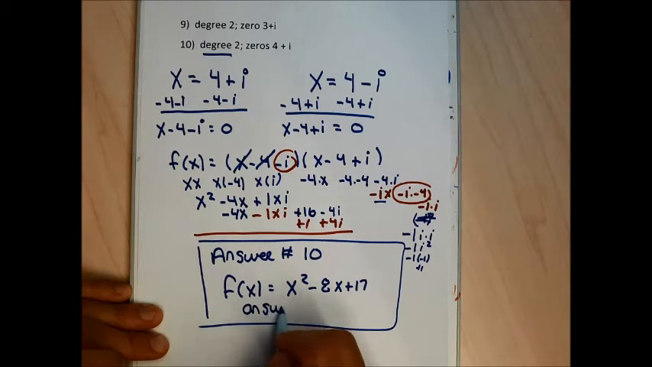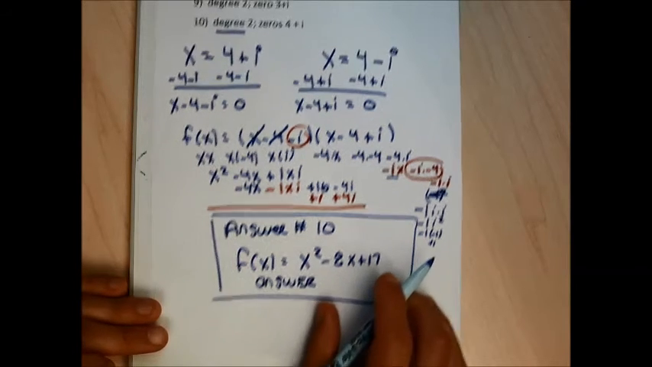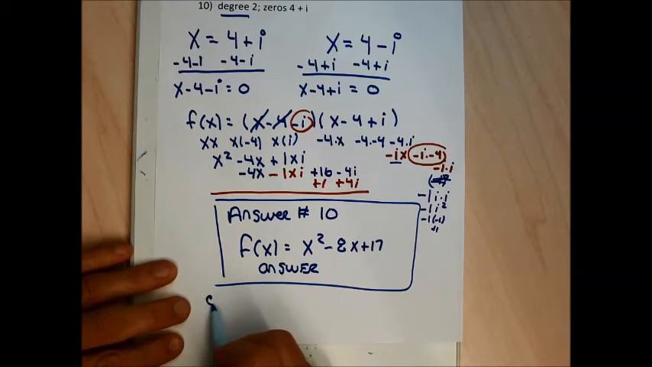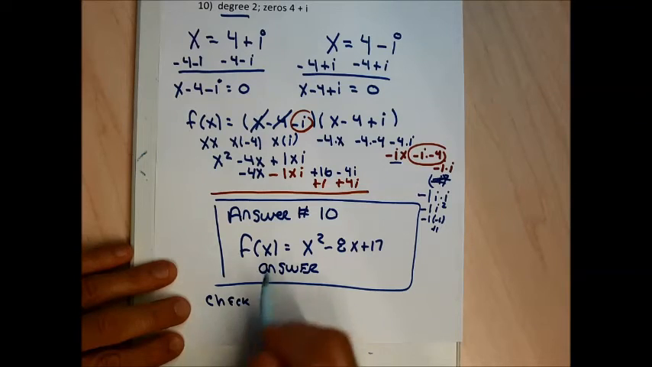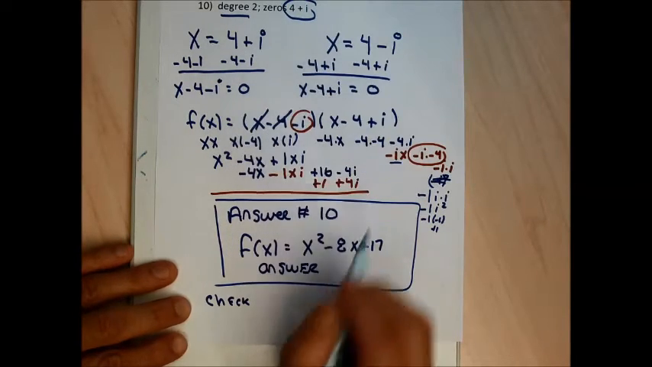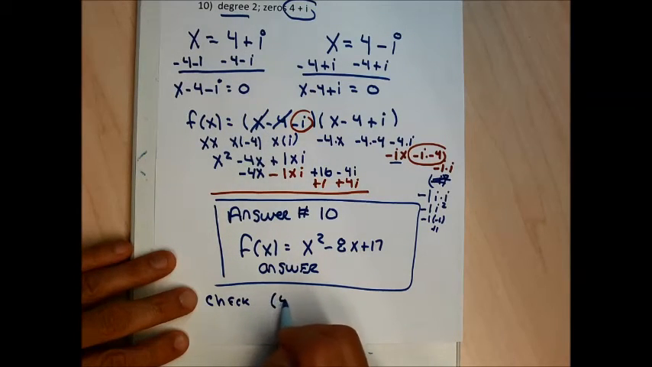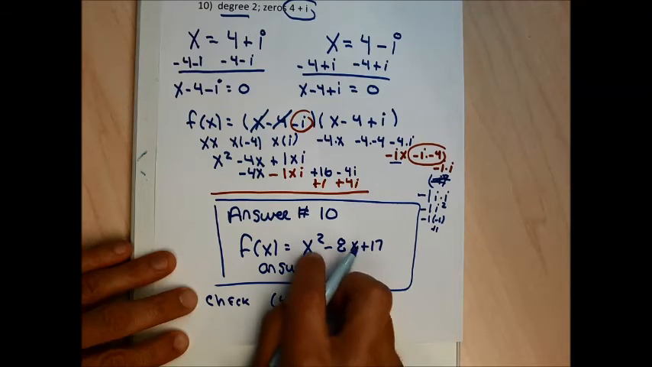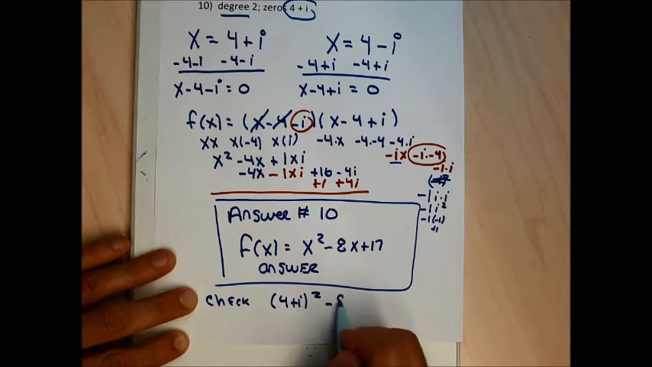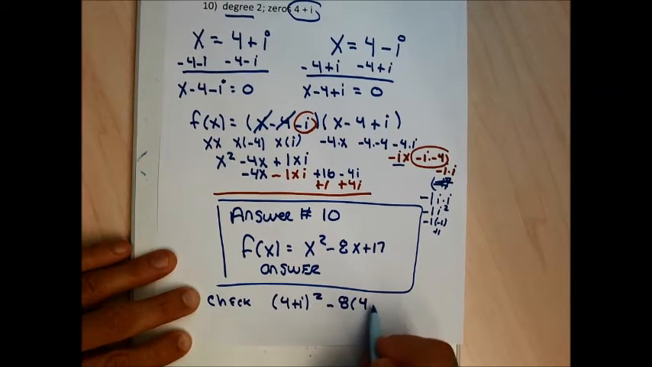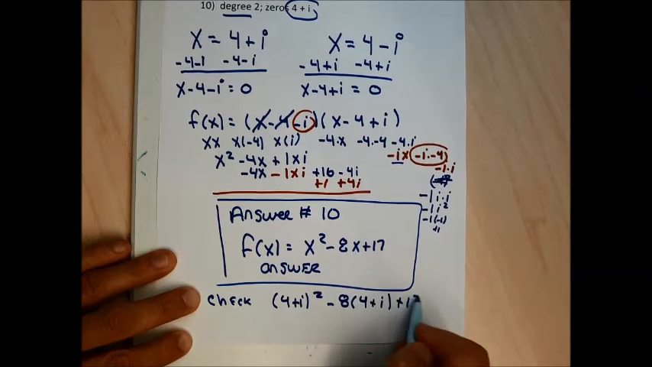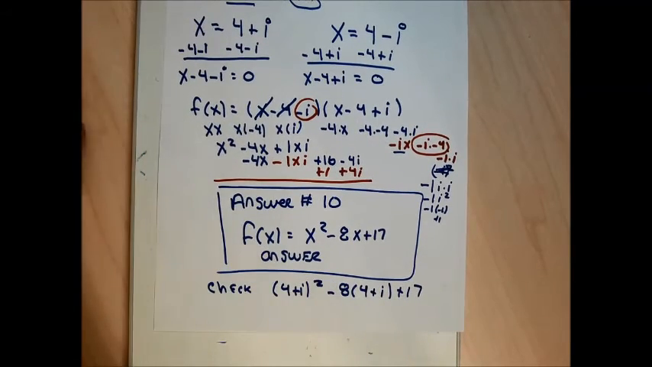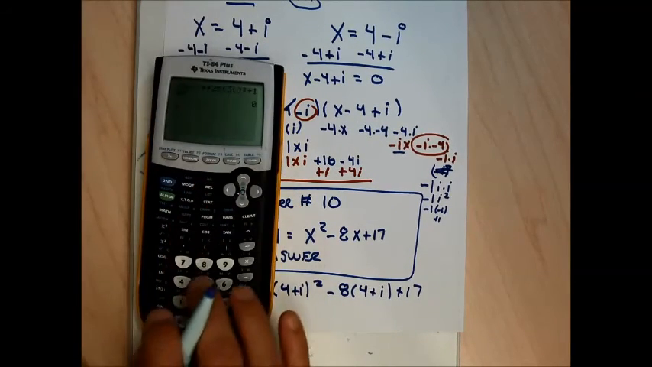I claim that this is my answer to number 10. Let me check, and I'm just going to check one of the two zeros. I'm going to put 4 plus i in for x and see if (4 plus i) squared, putting 4 plus i in for that x, minus 8 times (4 plus i) plus 17 equals 0. If it works, I'm going to say I'm right and not do any more.